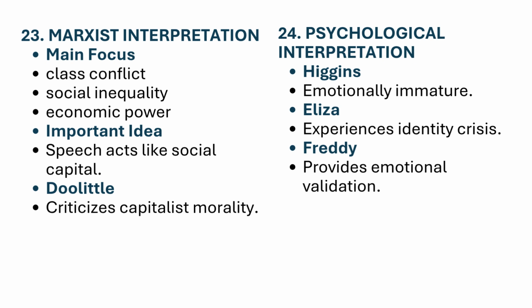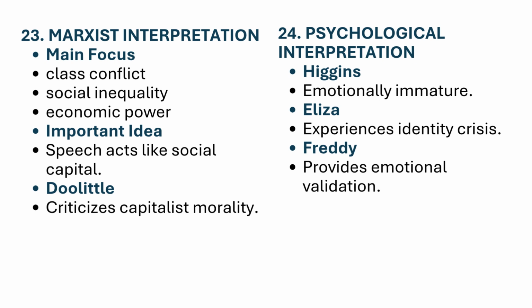Let us begin with the Marxist interpretation. Marxist criticism focuses on issues such as class conflict, economic inequality, power structures, and social oppression. From a Marxist perspective, Pygmalion is not simply the story of a flower girl learning proper English. It is a story about class divisions and the ways society maintains those divisions.